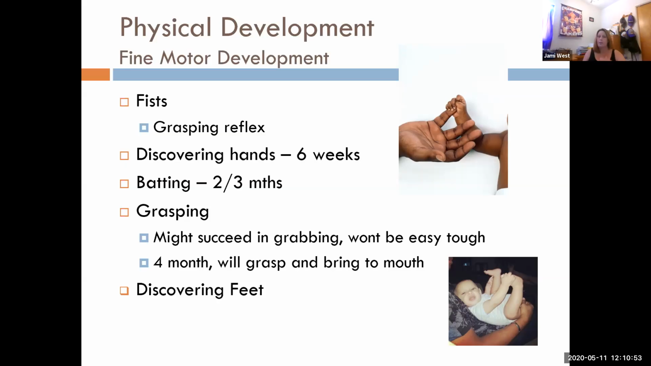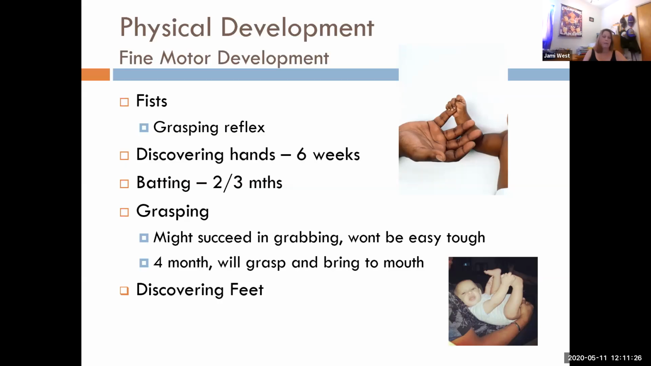So right around 2 to 3 months, it is developmentally appropriate for them to be batting at things, your hair, your sunglasses, anything in their vicinity, they're going to try to get. And because their fine motor and gross motor development is so minimal, they're going to be batting at it, trying to get it. Full arm movement, trying to get at it.